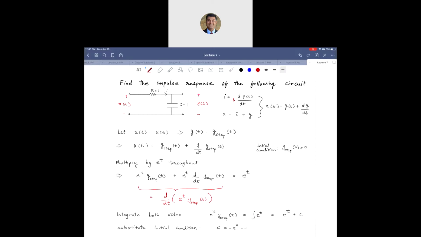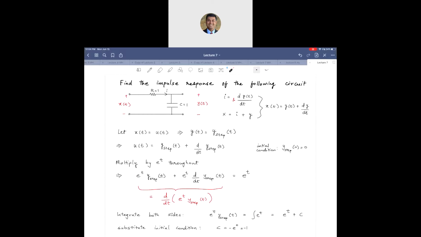Next, when you apply KVL, Kirchhoff's voltage law, to this loop, the algebraic sum of voltages across the loop should be 0. You have x of t here, you have y of t there, you have I times 1 over there. So x should be equal to I times 1 plus y. If you combine these two statements, you should be able to write this ODE: x of t equals y of t plus dy by dt.